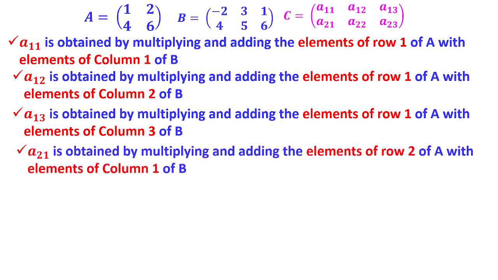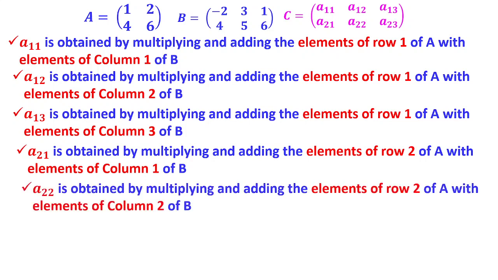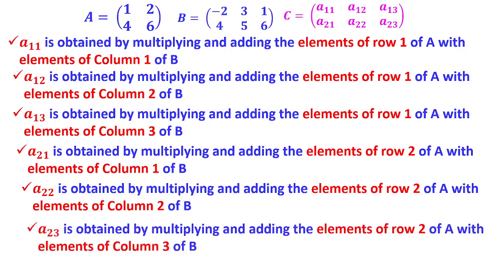Similarly, A21 is obtained by multiplying and adding the elements of row 2 with the elements of column 1. A22 is the elements of row 2 of A with the elements of column 2 of B. A23 is multiplying and adding the elements of row 2 with the elements of column 3 of B. Now let us see visually how it is being done.